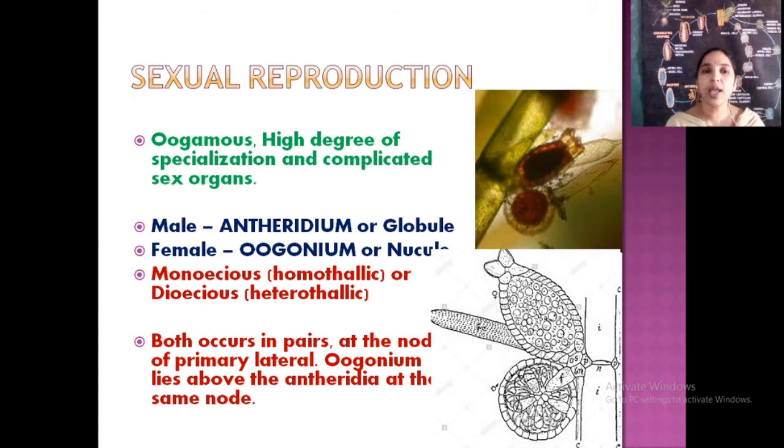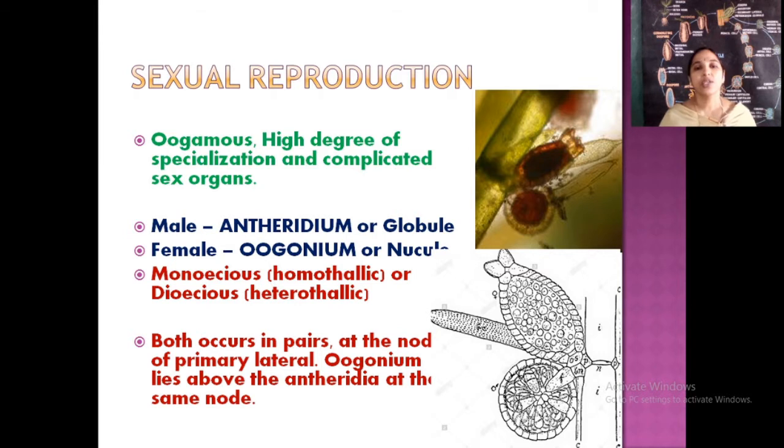Male sex organ antheridia, or you can call it globule, and female sex organ is oogonia, and you can call it nucule. These two may be produced in the same Chara, or may occur on different plants. If it is the same, that is monoecious. If it is on different plants, that is dioecious. Clear? Okay. Maybe monoecious or homothallic, maybe dioecious or heterothallic.